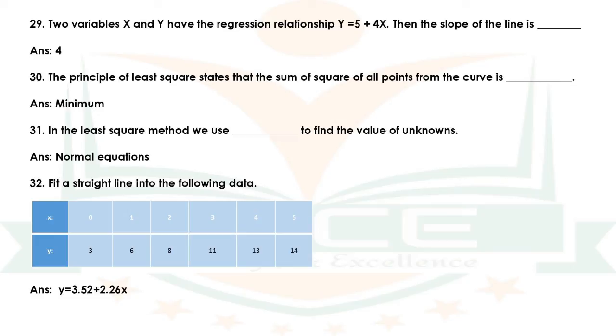Question number 32. Fit a straight line into the following data. In the data, we have 2 variables x and y. The values of x variable are 0, 1, 2, 3, 4 and 5. And the corresponding y values are 3, 6, 8, 11, 13 and 14. The answer is y is equal to 3.52 plus 2.26x.